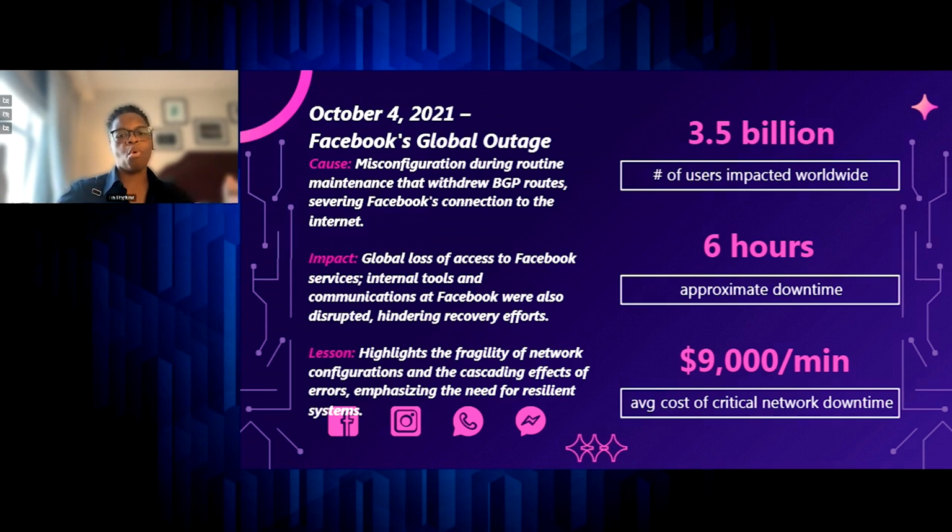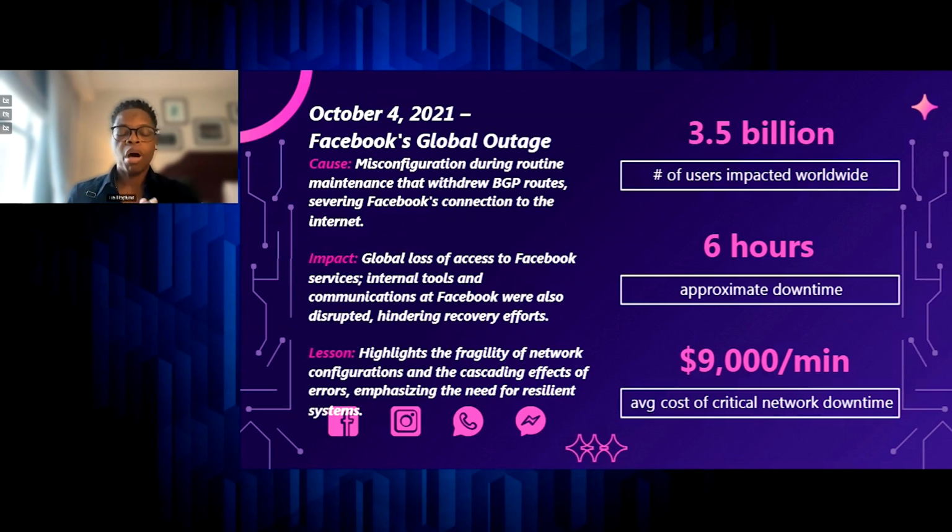Now, the last stat here, $9,000 a minute being the average cost of critical network downtime. Obviously, that's much more than the $100 million that was reported in this incident. But this stat comes from IBM's cost of data breach report. And they say the average cost of critical network downtime is $9,000 a minute. That's a lot of money.